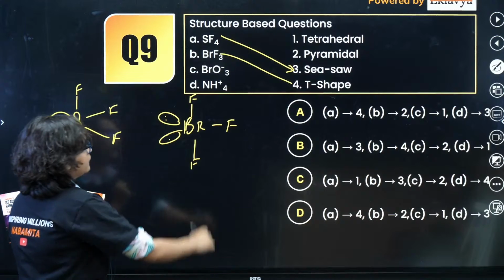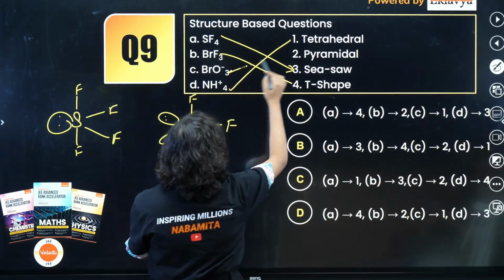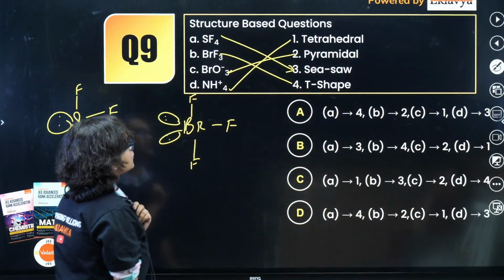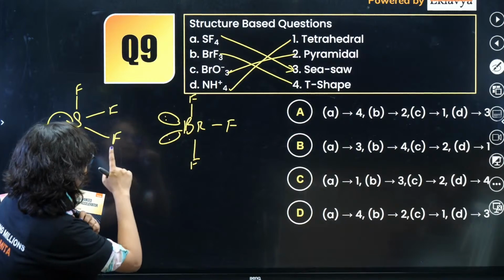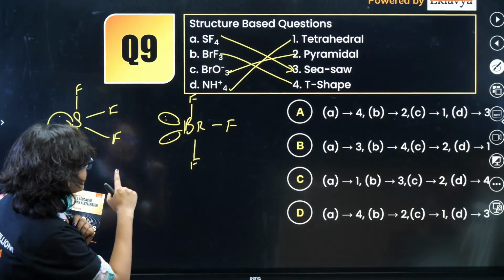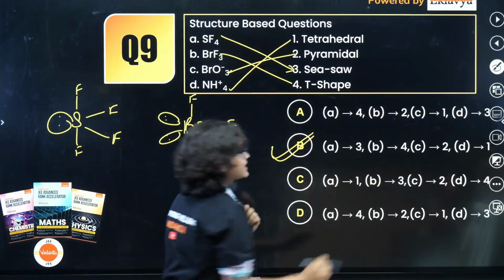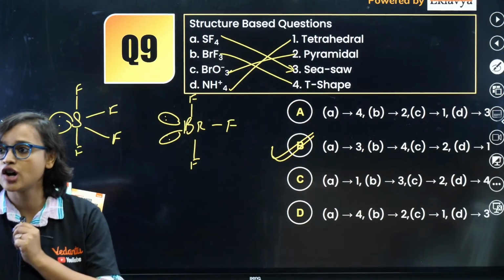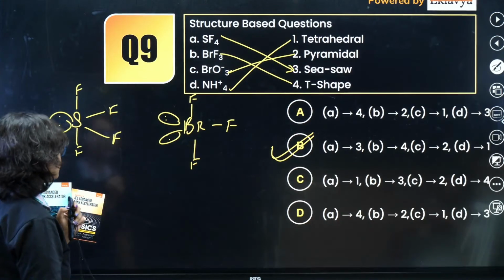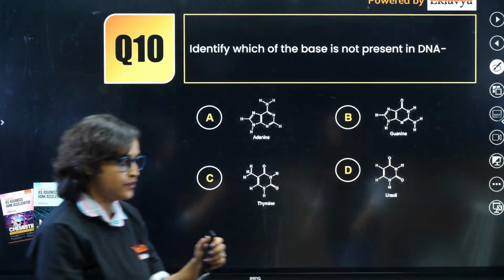Now, if you do it for NH4 plus, this is going to be tetrahedral, and BrO3 minus is going to be pyramidal. So what is the correct answer, guys? A is 3, B is 4, C is 2, and D is 1. That means option B is your correct answer. Is this right, everybody? Yes, option B is your correct answer. Amazing. Alrighty, moving on.